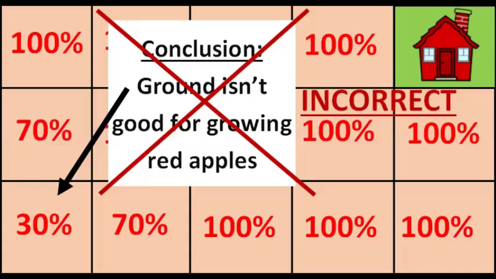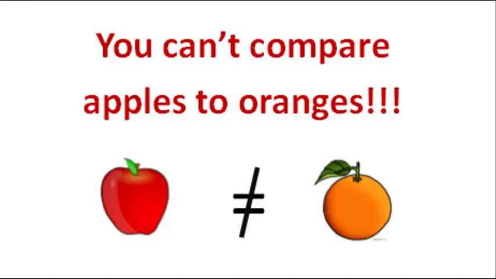So, the moral of the story is you can't compare apples to oranges. You can't compare apples to oranges, because if you do, you will very likely reach an incorrect conclusion in the end. And that is not what we want to do in scientific research.